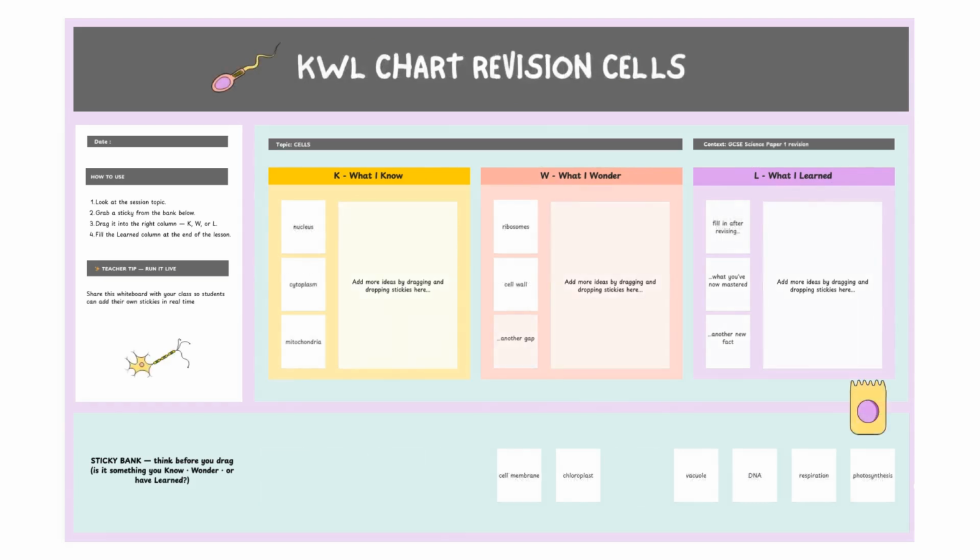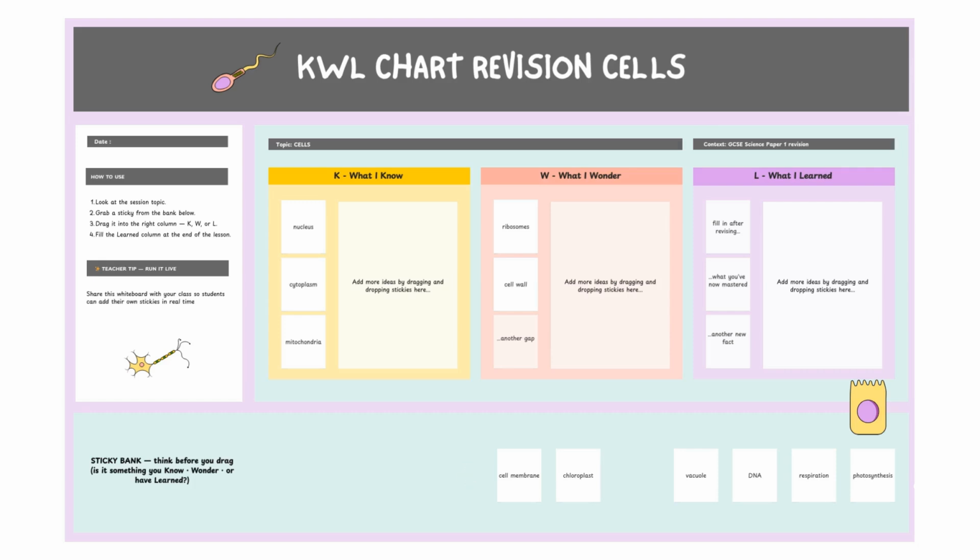Let me set this up for GCSE Cells. You'll see a few things here. The topic is filled in. It now says cells. The context is given. This is revision for a GCSE Paper 1 exam. You'll also see that some of the stickies at the bottom have moved position.